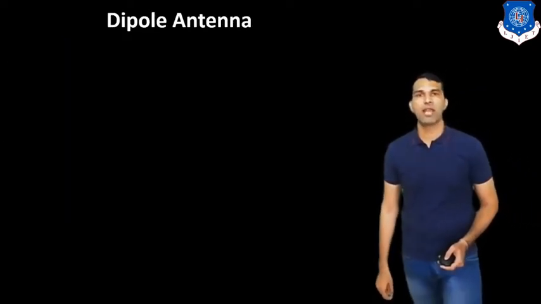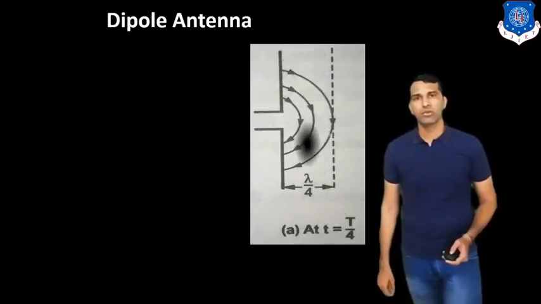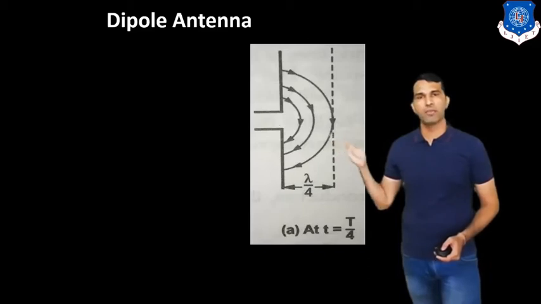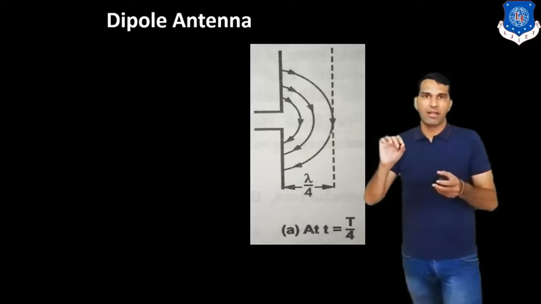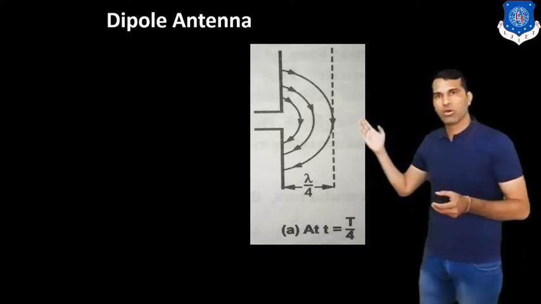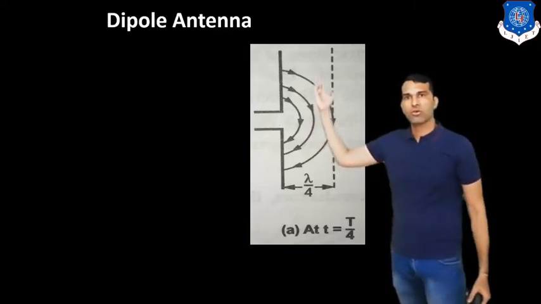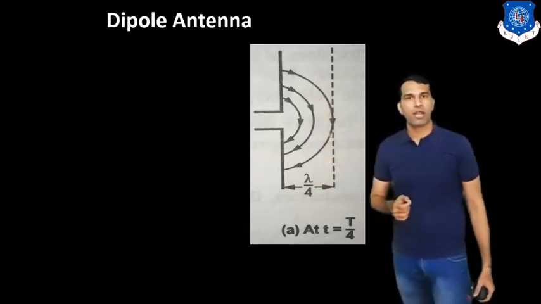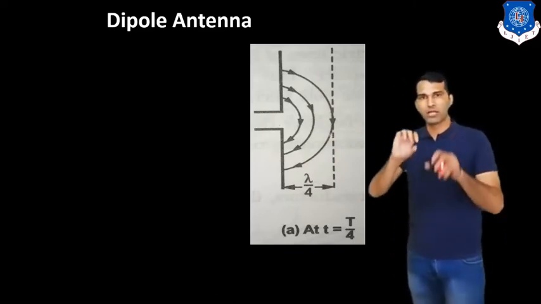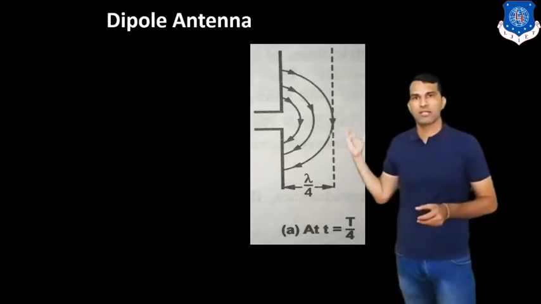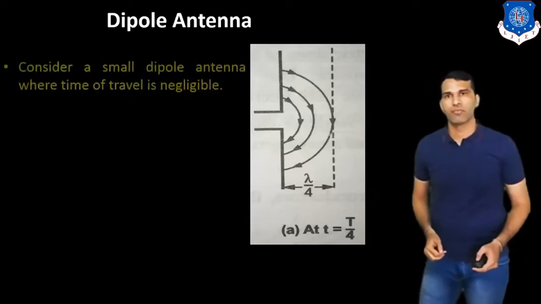Now we understand a most important topic, the dipole antenna. Here you can see this is a dipole antenna. Simply, we have bent the wire fully into a 90-degree shape. So we get the dipole antenna. A dipole antenna is nothing but a two-wire antenna, but we have bent the wire totally. So we get this type of shape, and this shape is known as the dipole shape.